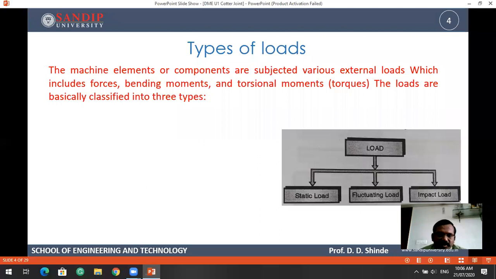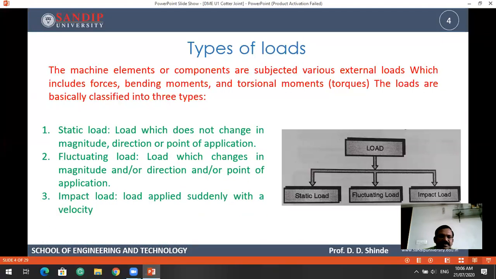As we all know, the components are subjected to various external loads. It may be a direct force acting on the component. The force may create a tensile or compressive stress. It may be a bending moment, which occurs if the force is applied at an offset, that means eccentric, and a torsional moment or torque, which causes a twist. So these loads are classified into three categories: static load, fluctuating load, and impact load.